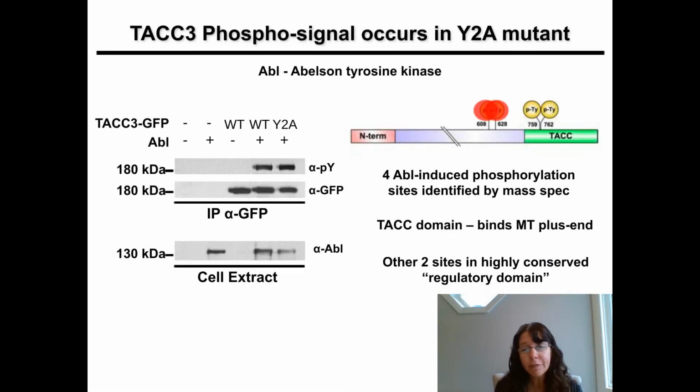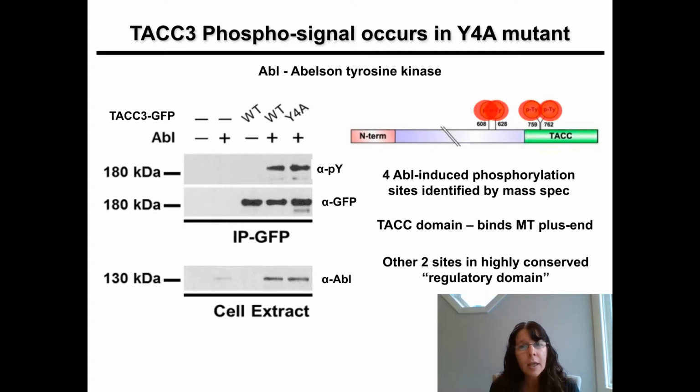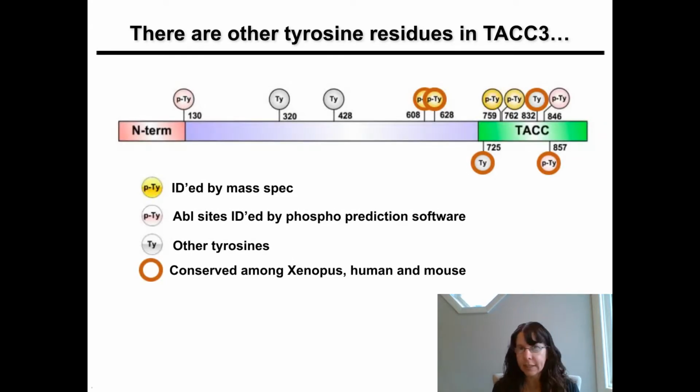When she knocked it out, first she did a Western and surprisingly saw that the phosphotyrosine signal was not changed at all. So then she knocked out the other possible tyrosines that could be phosphorylated, did a Western again after expressing them. And again, there was still a phosphotyrosine signal, which again was surprising. So then she decided, well, there's other tyrosines in TACC3. Maybe they're being phosphorylated when some of the tyrosines are missing.